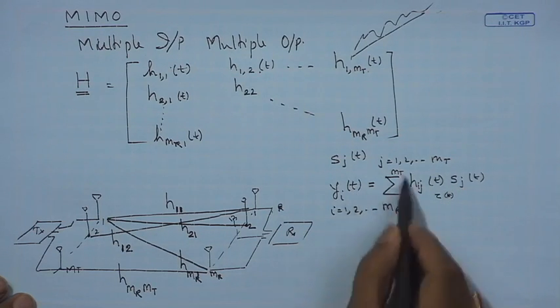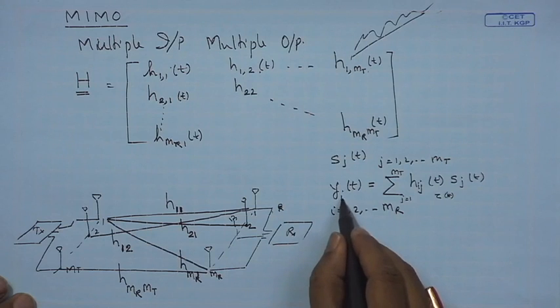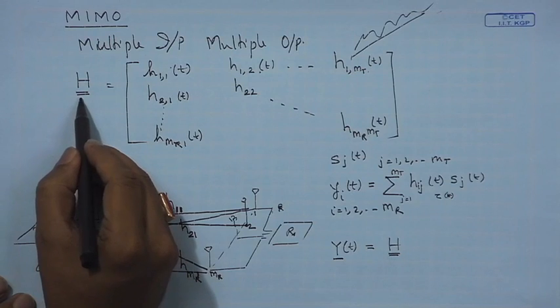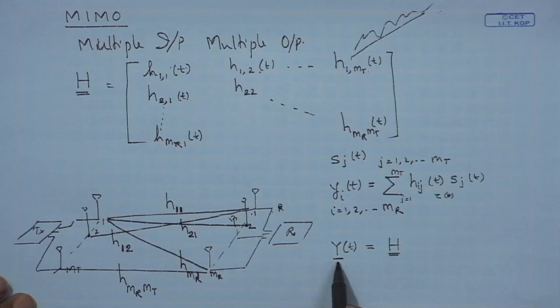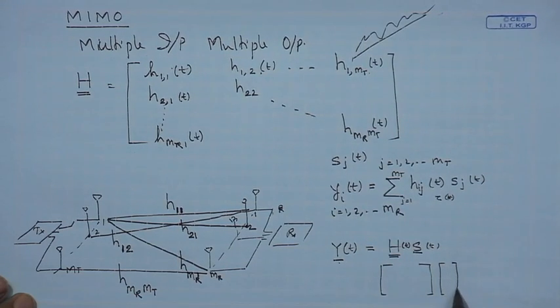And in vectorial notation, this could be written as y(t) vector, where yi, i equals 1, 2, up to MR, is equal to H. I put a double underline to indicate it's a matrix. I put a single underline to indicate it's a vector. The y is a vector, y1, y2 up to y_MR, equal to H times s(t). So this is a function of time. This is a function of time. So if you look at the matrix notation, it is a matrix. This is a vector and this is a vector.